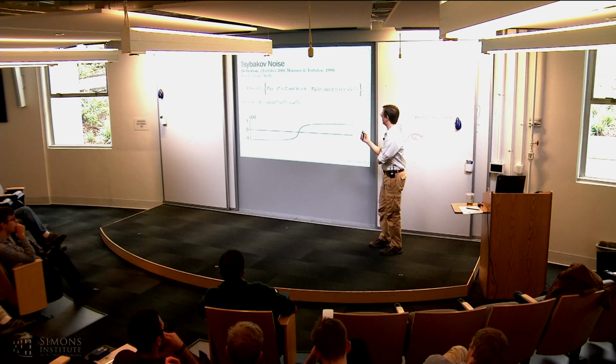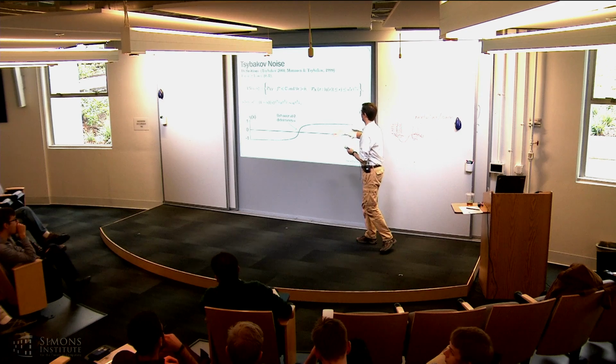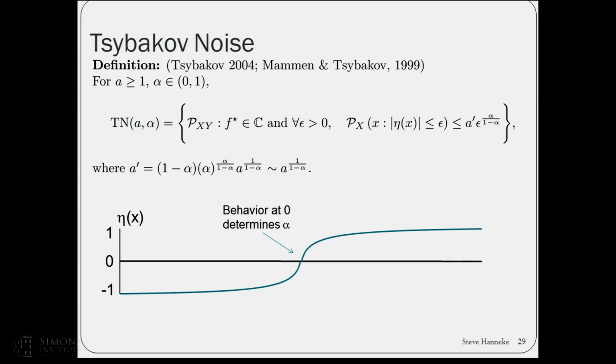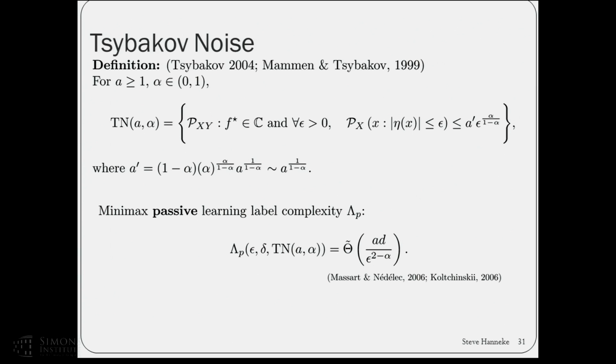Okay, great. So that's Sivakov noise, right? And the behavior at 0 determines alpha because of how it transitions. That's just in the picture again, but yes.